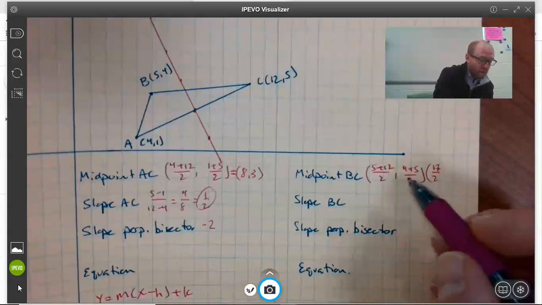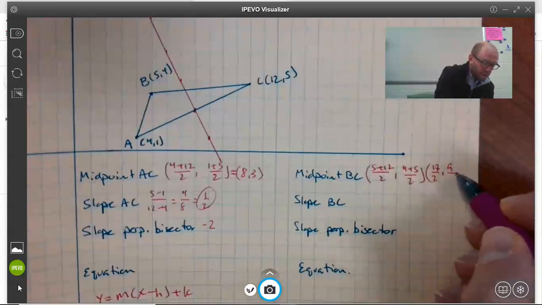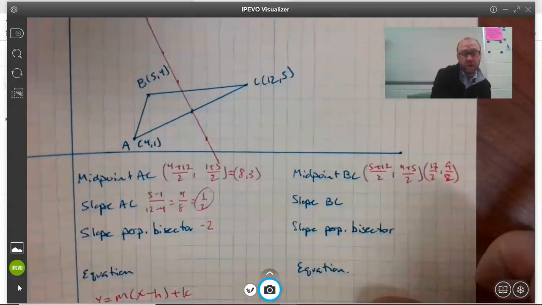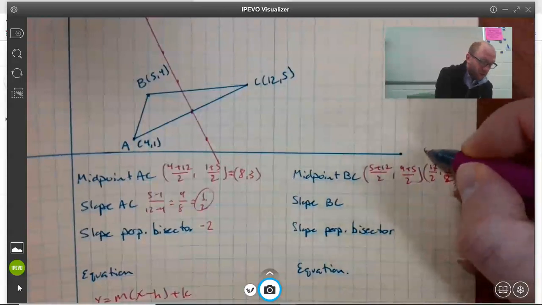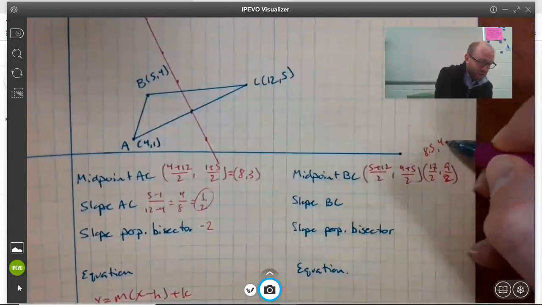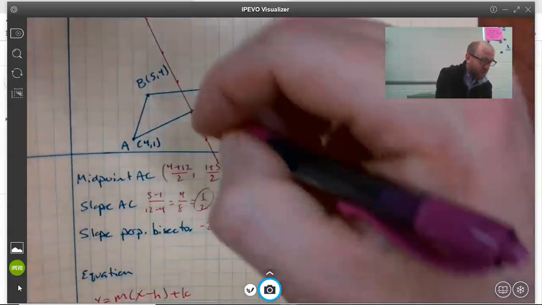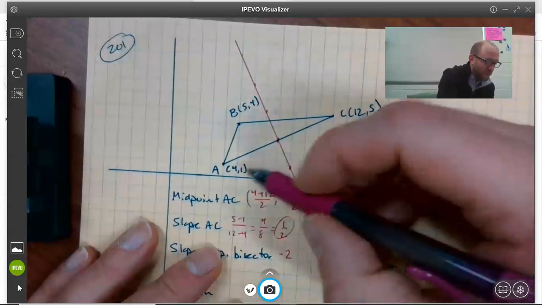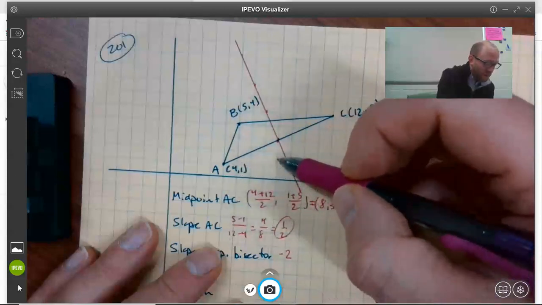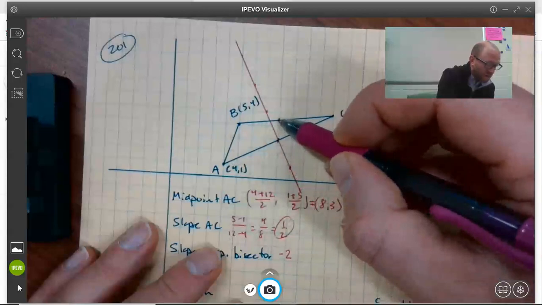9 over 2. So you can already see how this is going to be a little bit more of a problem because we're dealing with some fractions. 17 over 2, by the way, is 8.5. 9 over 2 is 4.5. So that is 4, 5, 6, 7, 8, 1, 2, 3, 4, right here.